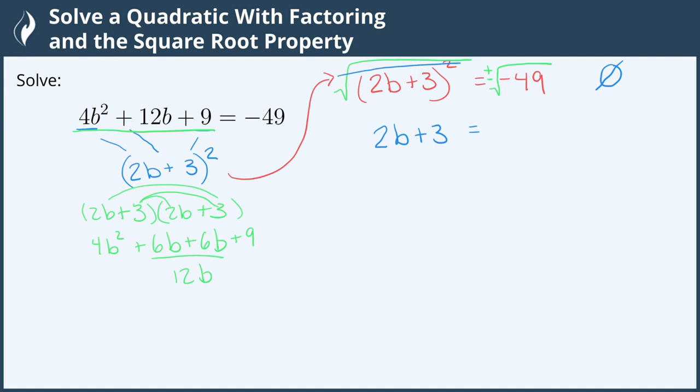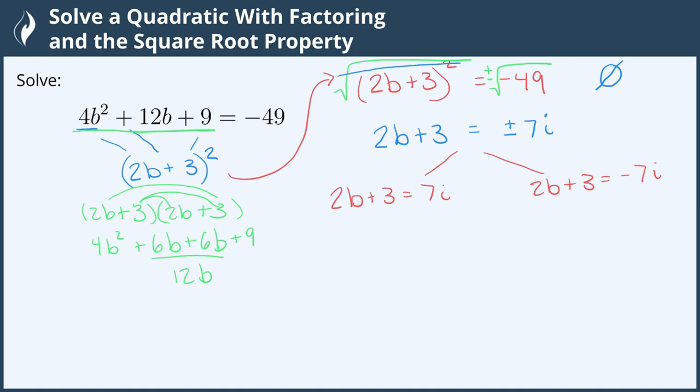The square root of 49 is 7, and the square root of negative 1 gives us i. So we end up with plus or minus 7i. Now we have two answers for the equation. So let's go ahead and break this into two equations, one with the positive 7i and one with the negative 7i. So we have 2b plus 3 equals the positive 7i, and 2b plus 3 equals the negative 7i.